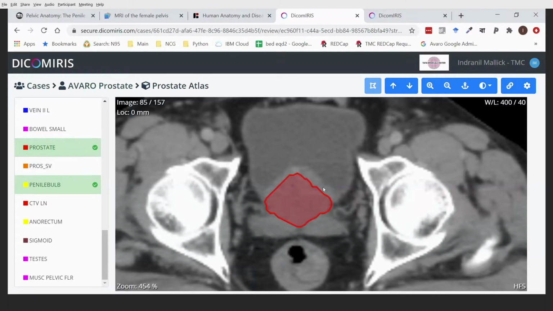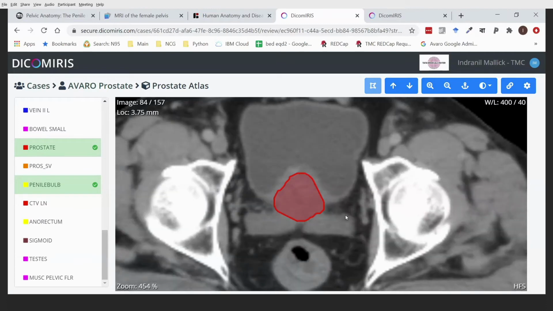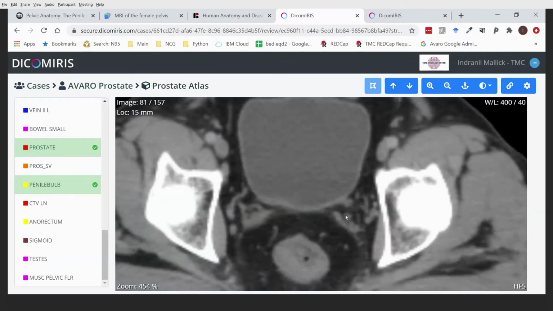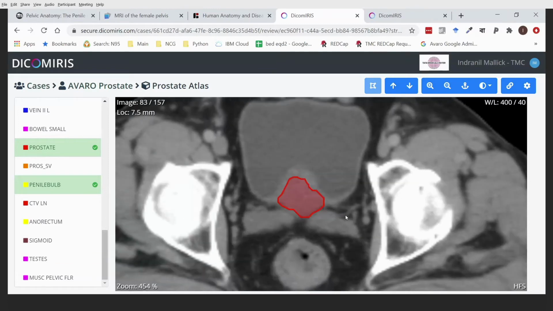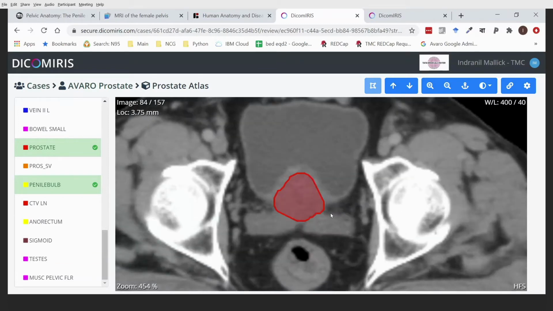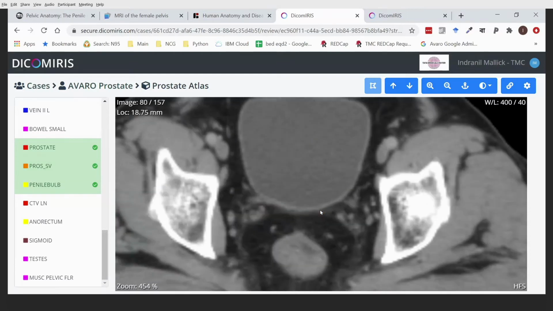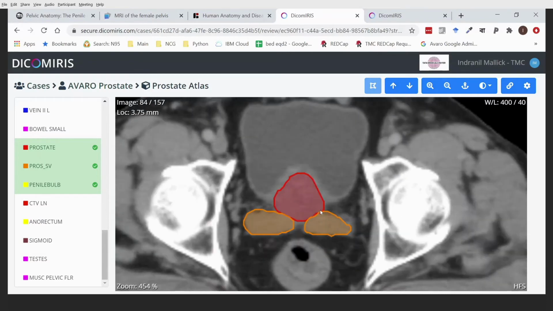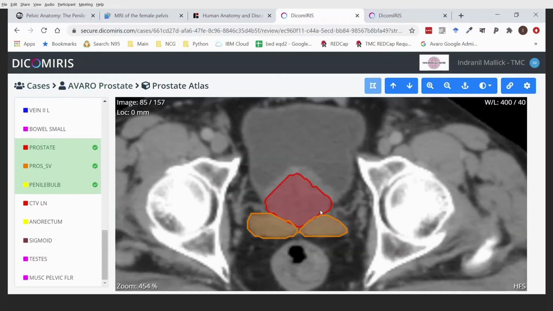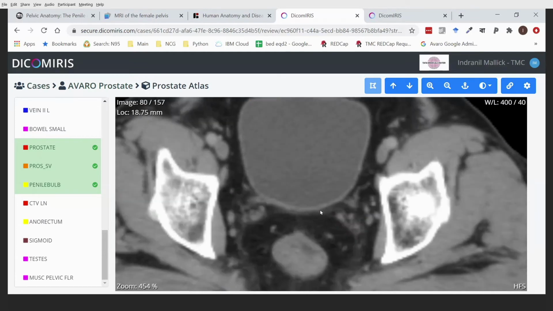Now, as far as the seminal vesicles are concerned, in this particular case, which was an early high risk case, we covered the entire seminal vesicle. If this was an intermediate risk case, we would stop at about a centimeter, centimeter and a half. So the lateral parts of the seminal vesicle would be left out.